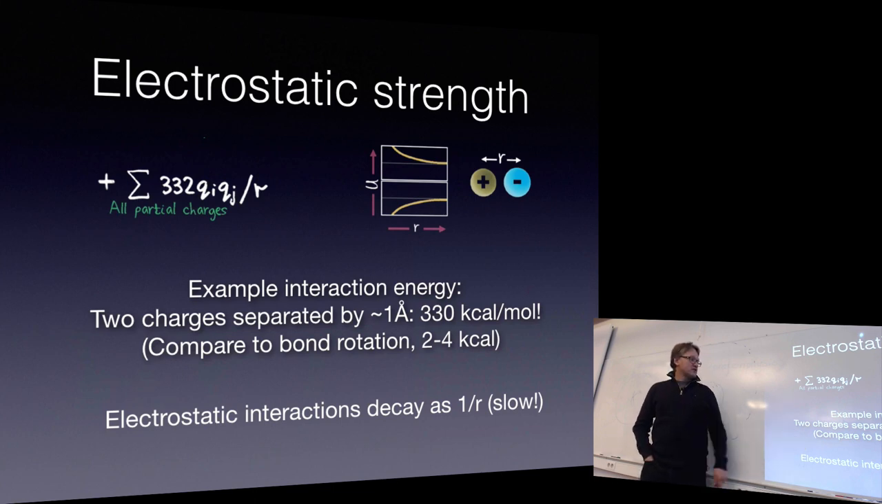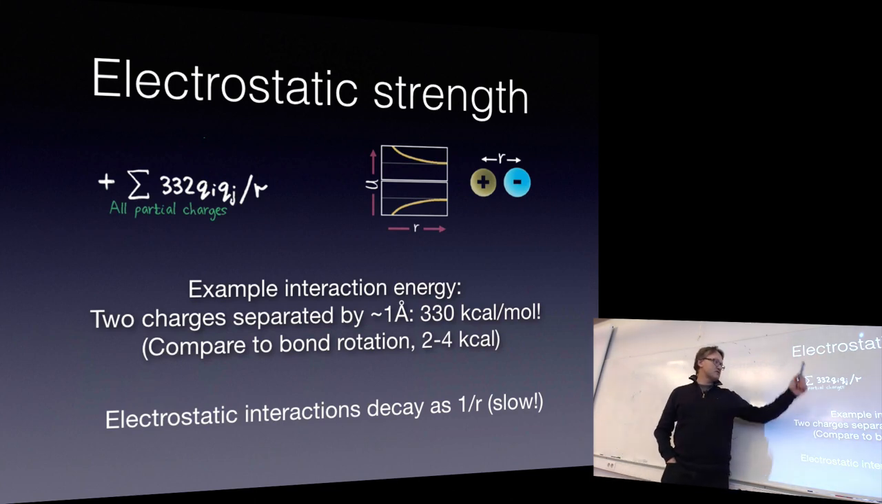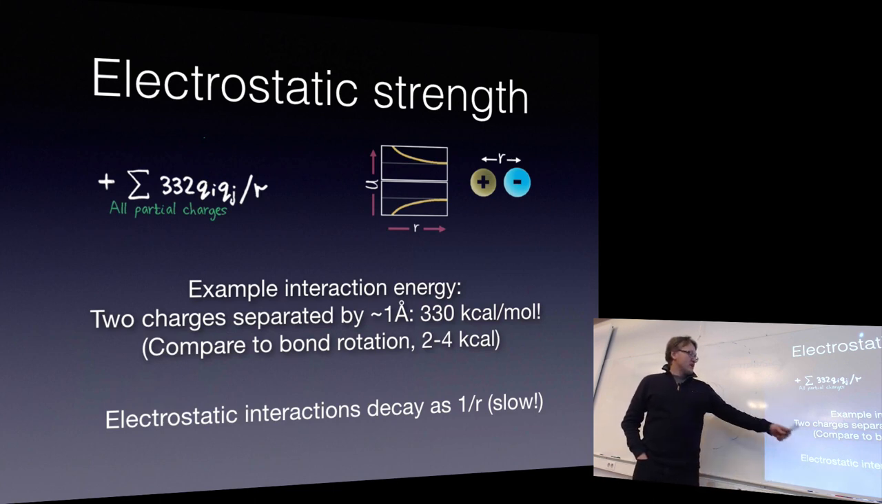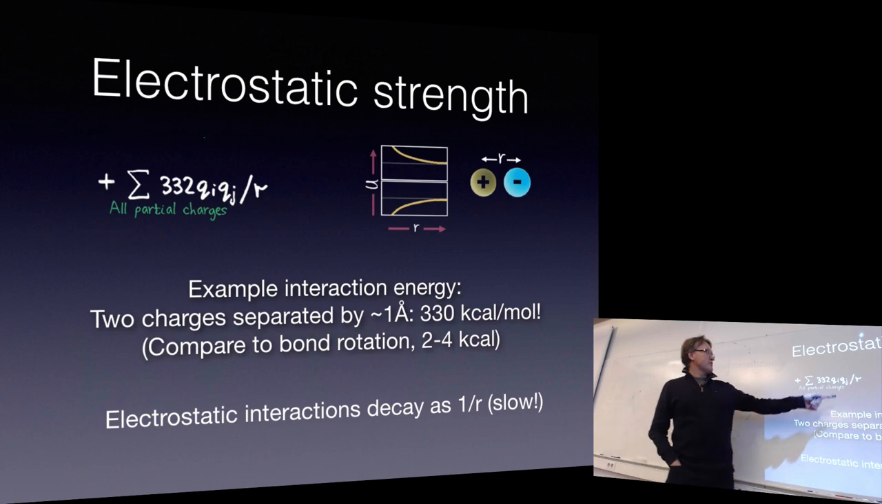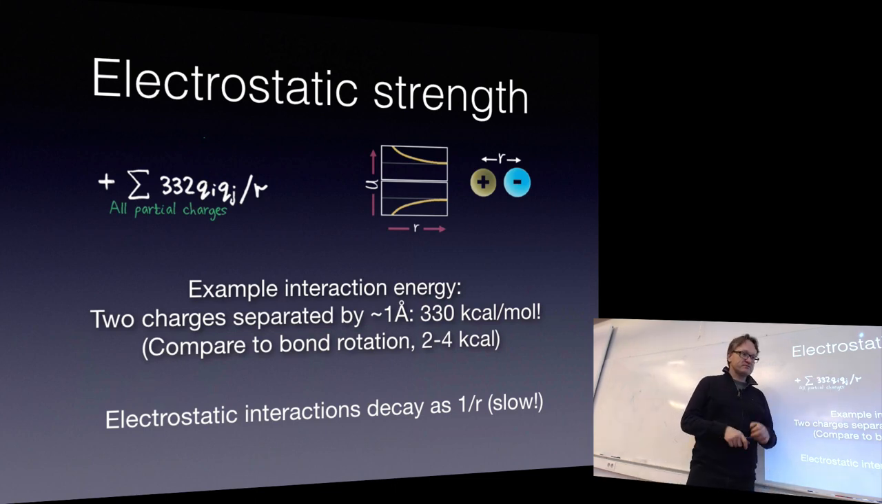And you can compare that to a torsion, which is like 100 times smaller. Whether it's 250 or 400, I don't care about, but you need to have a gut feeling for these energies, because they're later on going to determine things that happen versus things that don't happen. And they are very long range, because charge interactions decay as 1 over r.